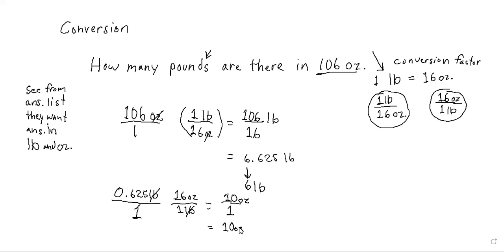And now we can write our answer in pounds and ounces. We already know it was 6 pounds, and now we know that the other part, 0.625, is 10 ounces. So our answer is going to be 6 pounds and 10 ounces. And this should be in the answer list.